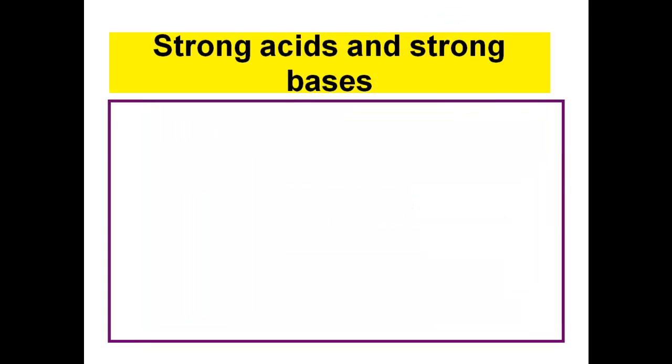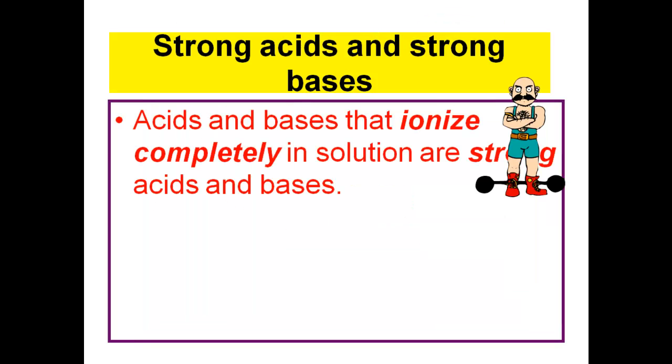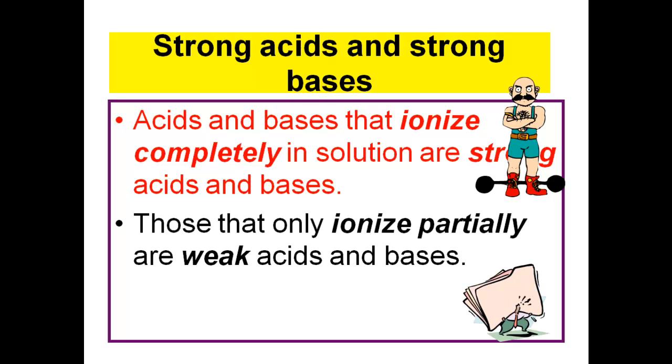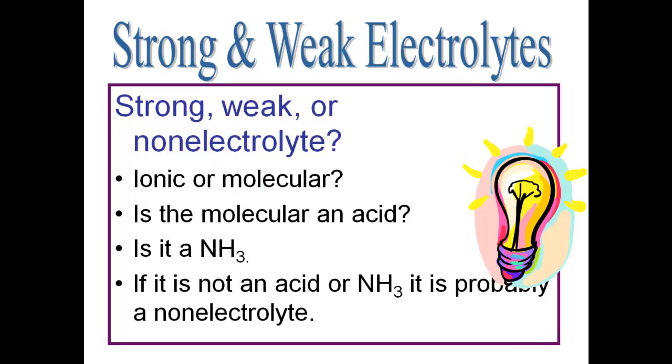So what's the difference between strong acids and strong bases? Well, strong acids and bases will ionize completely. They're strong electrolytes. Those that only partially break up into ions, or partially ionize, are considered weak acids and bases. So let's do a little wrap up on what strong and weak electrolytes are. Ionic compounds are strong electrolytes. They will always ionize completely. Molecular compounds, it depends on what it is.